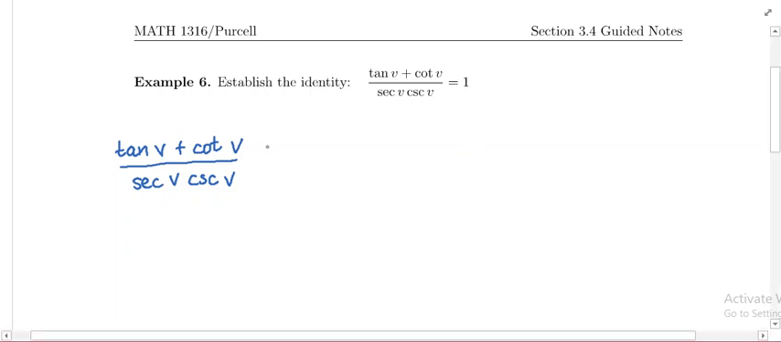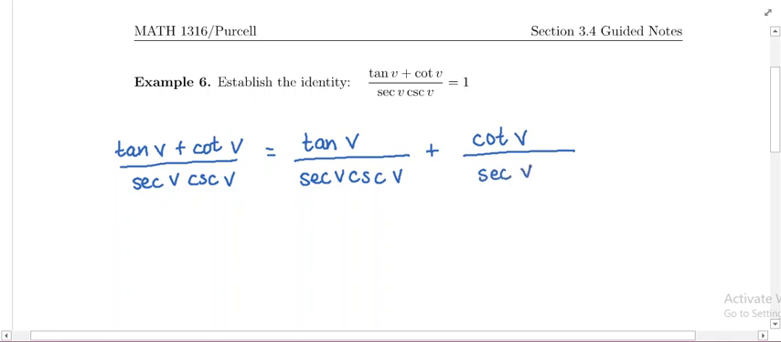Remember, I've told you a couple of times, the correct way to properly break up a fraction is to take each quantity in the top and divide by the entire denominator. So I'm going to take the first quantity in the top, which is the tangent of V, and divide by the entire denominator, which is the secant of V times the cosecant of V. Then I'm going to keep the plus sign in the middle, and take the other quantity in the numerator, which is the cotangent of V, and divide it by the entire denominator. So we've taken the single fraction and broken it up correctly into two different fractions.